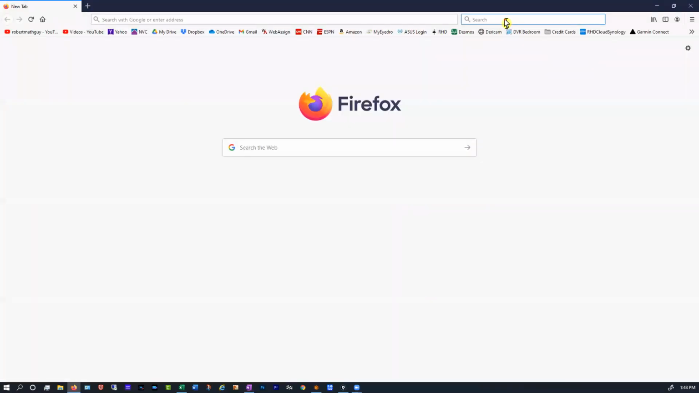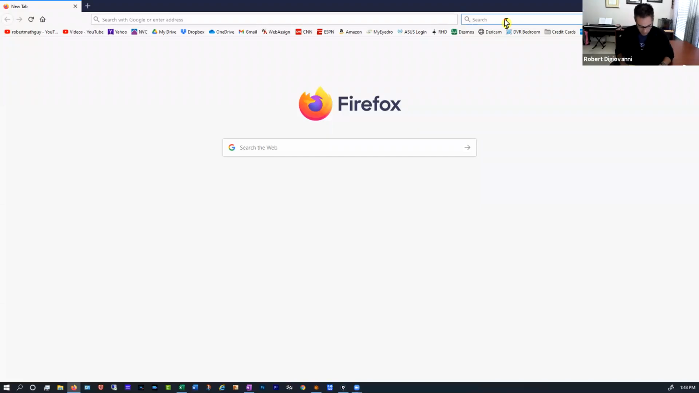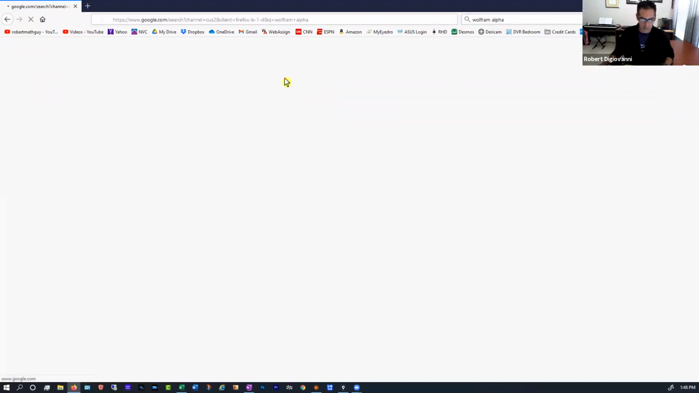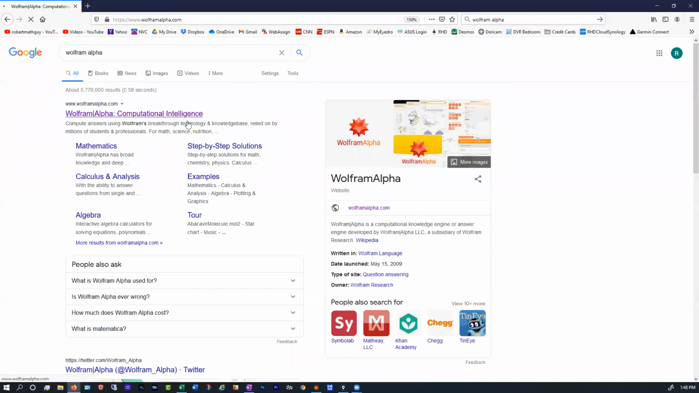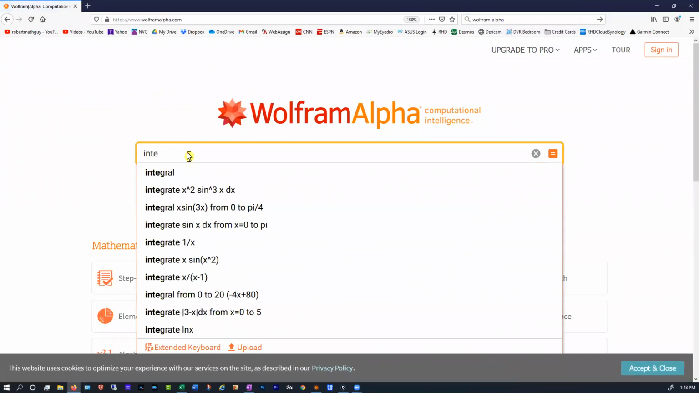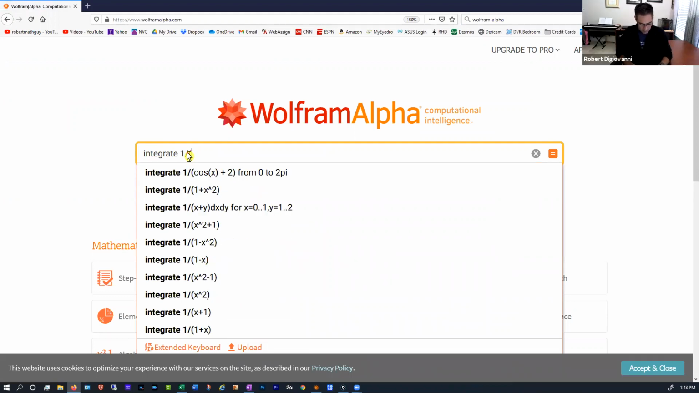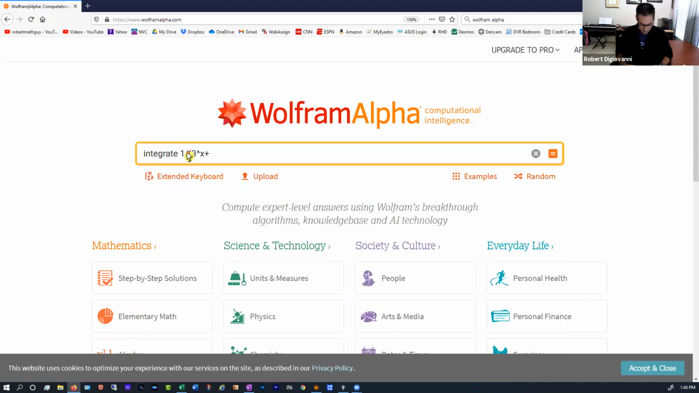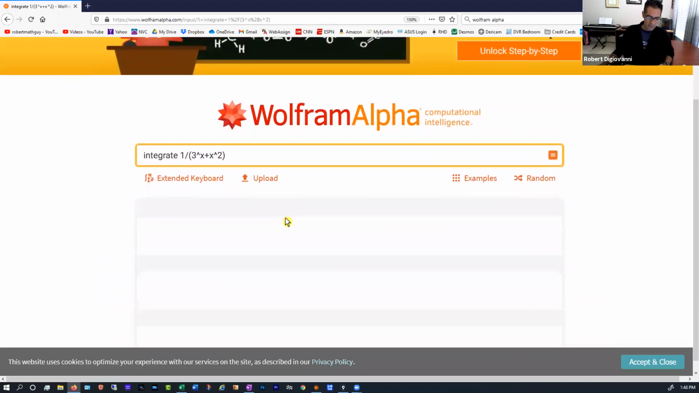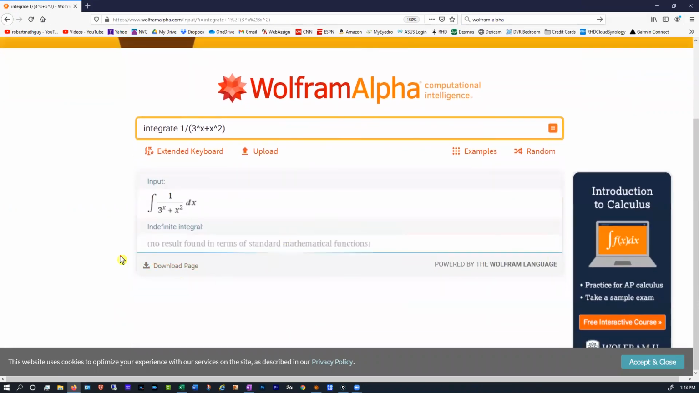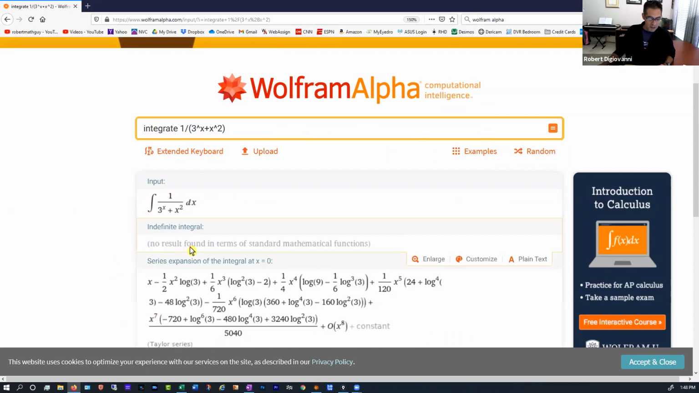Let's see. If I were to go to Wolfram, why do I not have Wolfram up there? I just don't understand why I don't have it up there. So if I go to Wolfram and I ask it to integrate 1 over 3 raised to the x plus x squared. Whoa, wow. No result found in terms of standard mathematical functions.